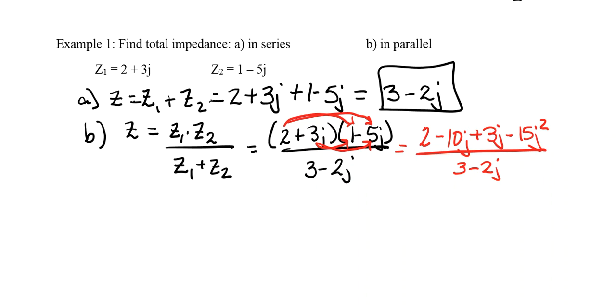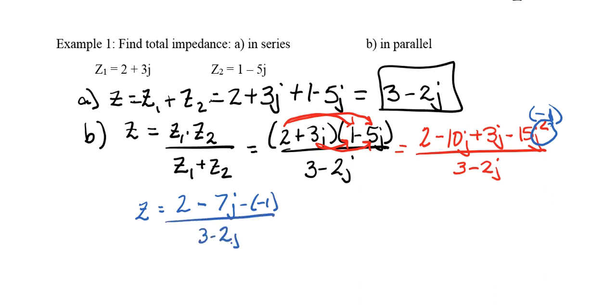Now, as we discussed in the previous section, J squared is equal to negative 1. So I'm going to substitute the J squared with negative 1, which brings my top to be 2. I'm going to go ahead and combine my J's. I end up with minus 7J. And I am subtracting a negative 1. I still have 3 minus 2J. If I subtract a negative, it becomes a positive. 2 plus 1 is 3. So I have 3 minus 7J over 3 minus 2J.